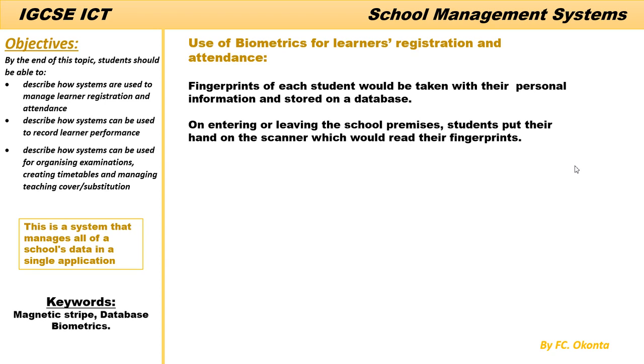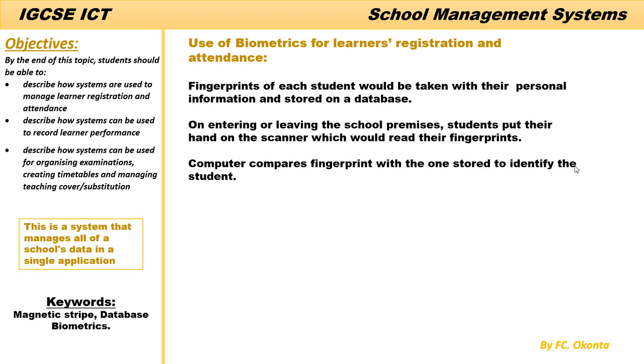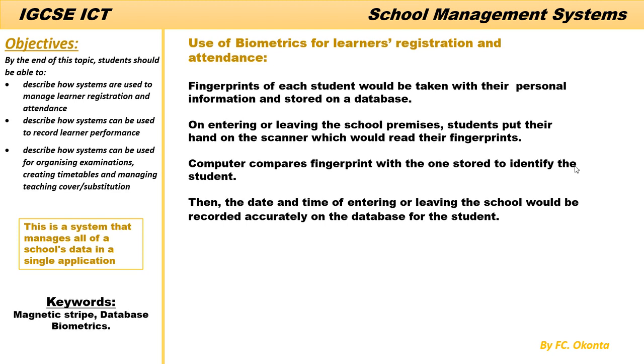Then the second thing is that the system is set up, and on entering or leaving the school premises, students put their hands on the scanner, that is the biometrics reader, which will read their fingerprints. Now what will the computer do? The computer will now compare the reading with the one stored in the database to identify the student. Once there is a match, the computer will record the date and time.